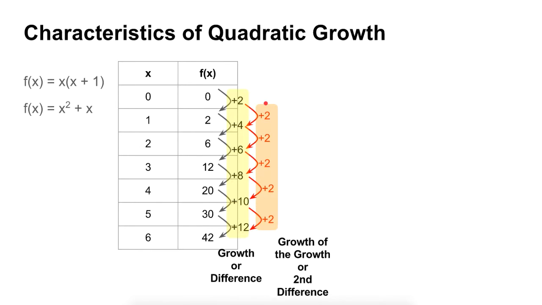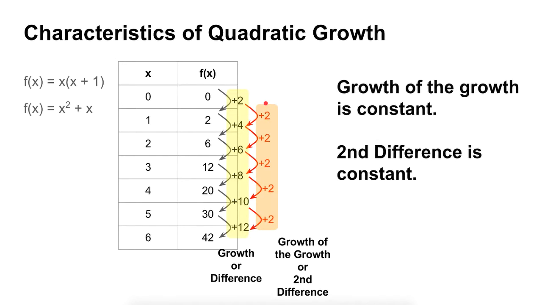So what makes something quadratic? Well, if the growth of the growth, also known as the second difference, is constant. It doesn't have to be plus 2, it could be plus 10, it could be 9, minus 6, minus 3, but it has to be a difference. In other words, it can't be times 2 or times 4. It has to be plus 2. So if it's a constant second difference, we have a quadratic.